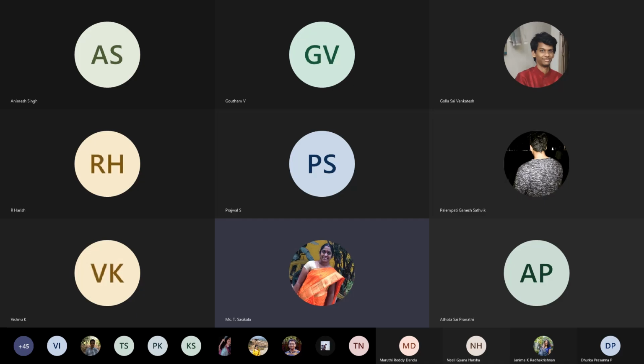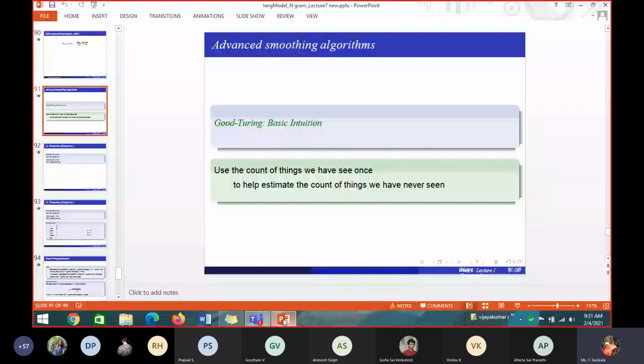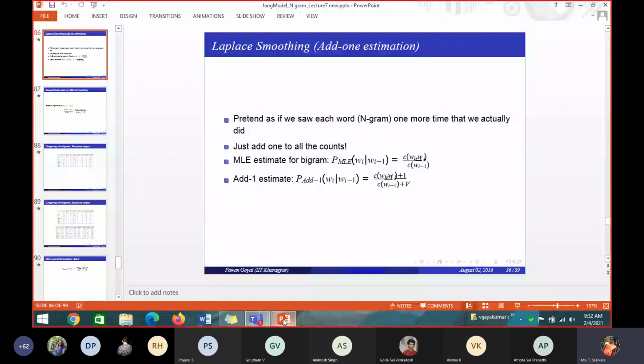Tell you what you will be doing in add one estimation smoothing. What is the technique they have used? We have to pretend as if the word came more than the actual number of times. That's what I have shown here in this slide.